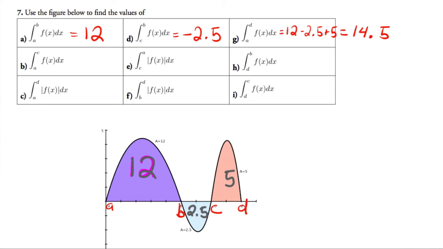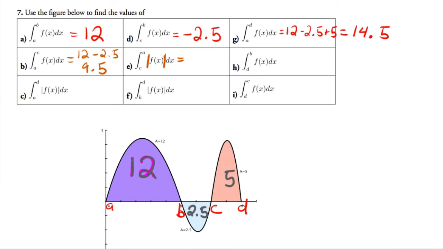Okay, now the integral from a to c of f of x, so from here to here, well, that's 12 minus 2.5, which is simply 9.5. And then I have the integral from a to c of the absolute value. Okay, so now it gets a little tricky, because we're going from c to a of the absolute value of f of x.